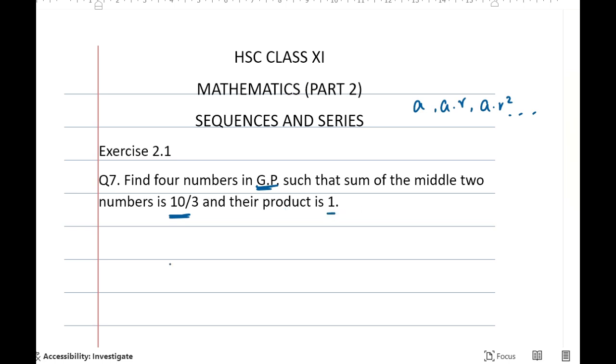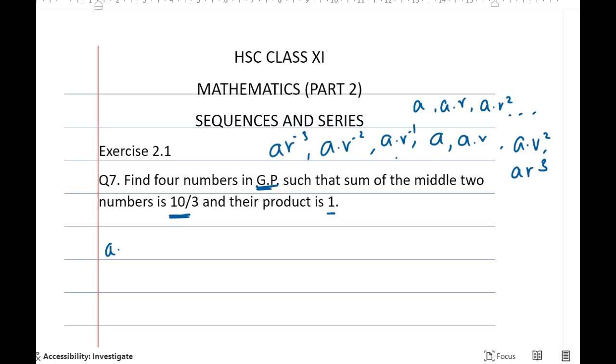So what will you do? You will take 4 numbers as A into, so suppose this is your number, right? So you take A into R, you will take A into R inverse. So this is your 1, 2. And then you will take A into R square, you will take A into R to the power minus 2. Then you will take over here A into R to the power 3, and over here it becomes A into R to the power minus 3.